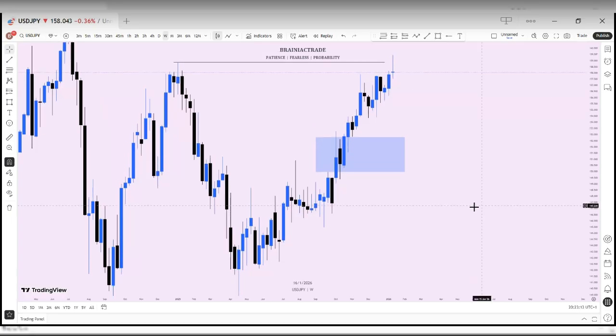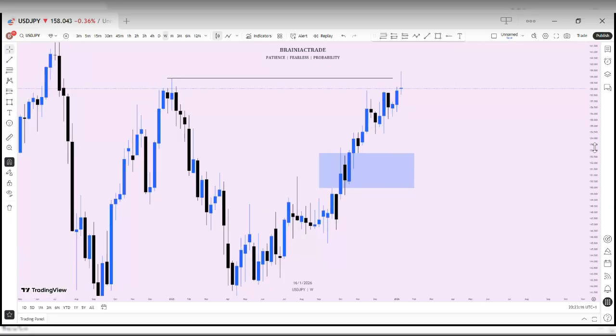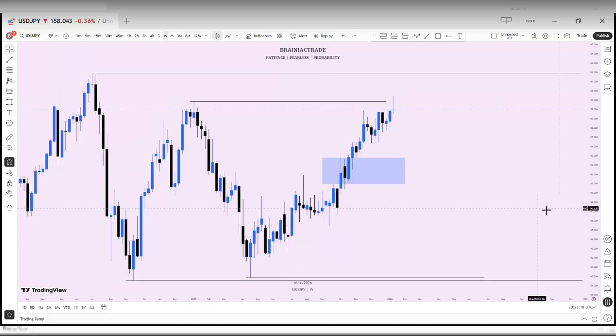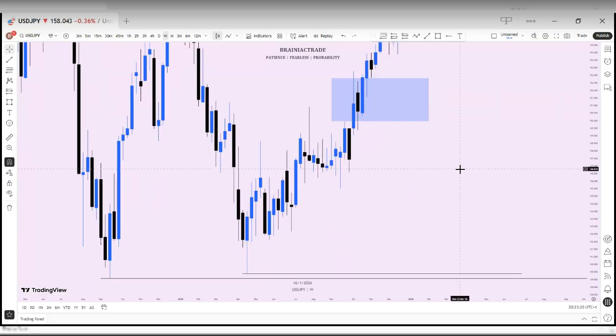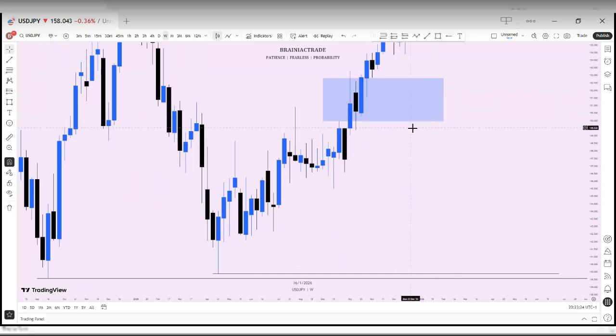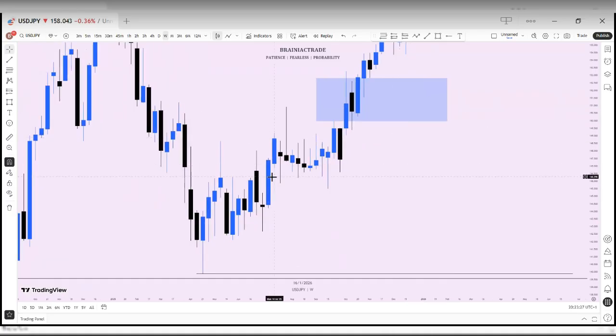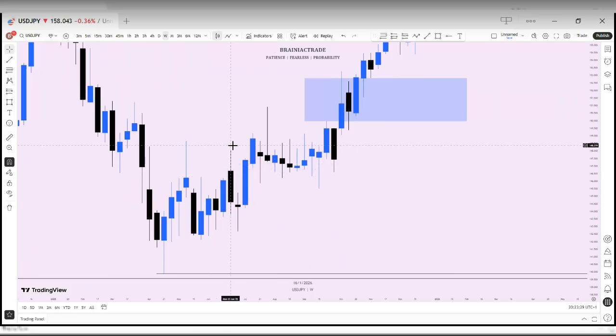Then we'll mark out our premium and discount on the daily time frame. So if we check, we do not see any valid fair value gap that has not been mitigated here, unless this one on the higher time frame. So if we check, this one has been mitigated. You can see it's still the same thing.